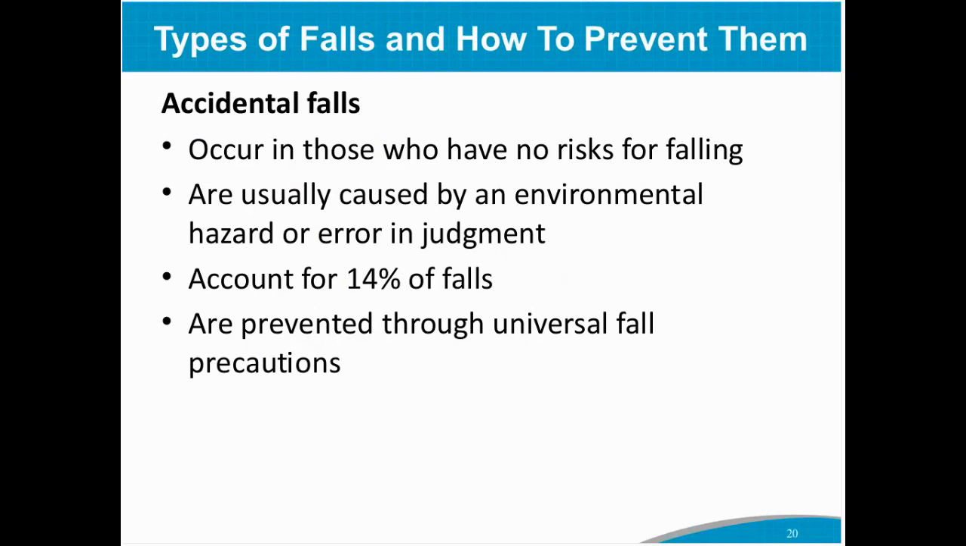Dr. Morse, in her book entitled Preventing Patient Falls, describes 3 different types of falls, and the first is accidental falls. Accidental falls occur in patients who really have no risk factors for falling. They're usually caused by an environmental hazard or an error in judgment, and these account for about 14% of falls. We prevent accidental falls by implementing universal fall precautions and using these precautions with all patients.